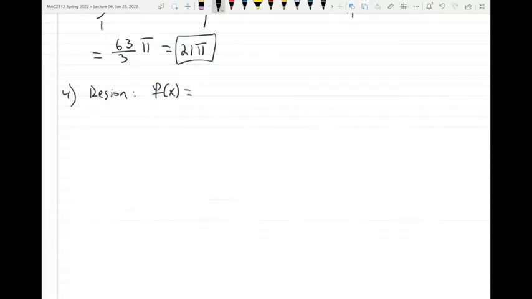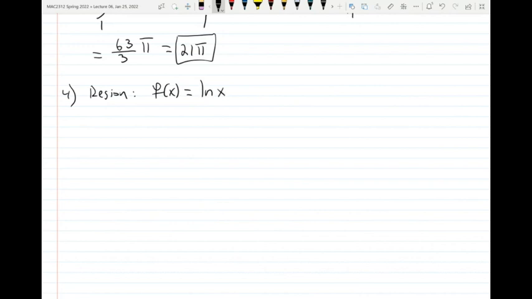So let's see. We can do ln of x. And then the region is going to be bounded by ln of x. Then we can do y equals 1. So we can do from y equals 1. It's always nice to put e, so let's put e.